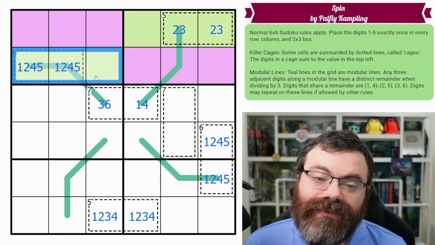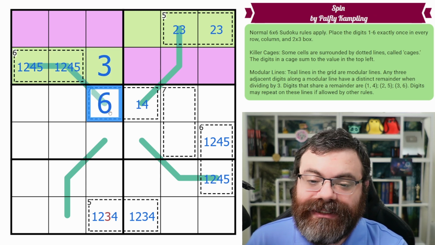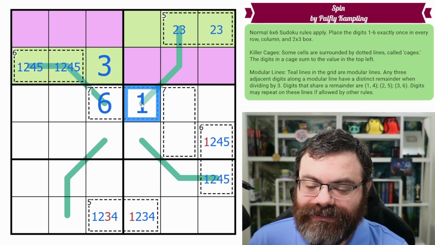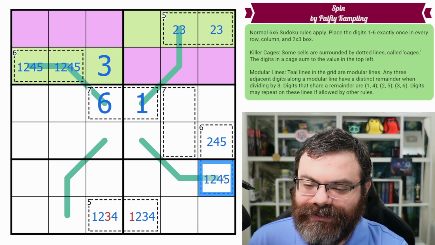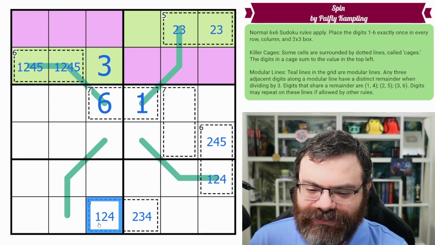3. Well, the 3 needs to go somewhere, and they aren't in this 6 cage. So this ends up 3. Which makes this 6, which makes this 1. Nice. And that makes this not 1, which means this is not 5. This and this 1 means that's not 1. This 3 means that's not 3. So no 1 means no 4. No 3 means no 2.